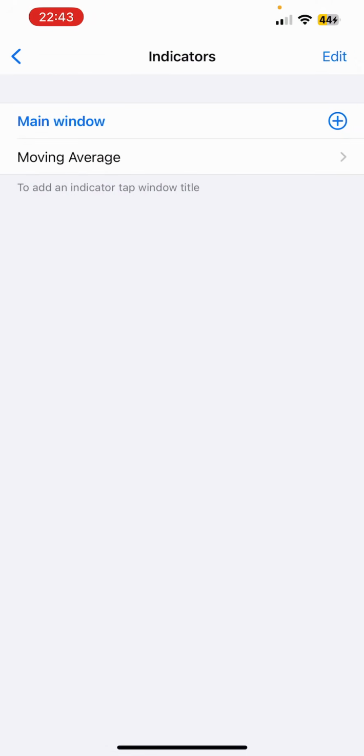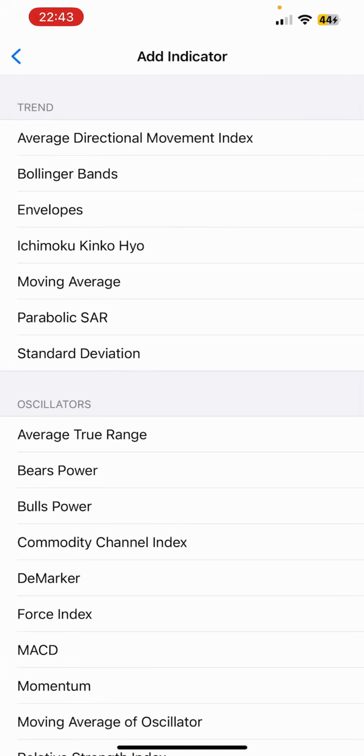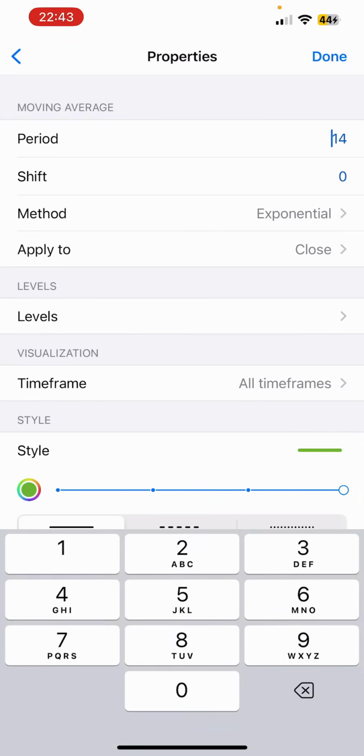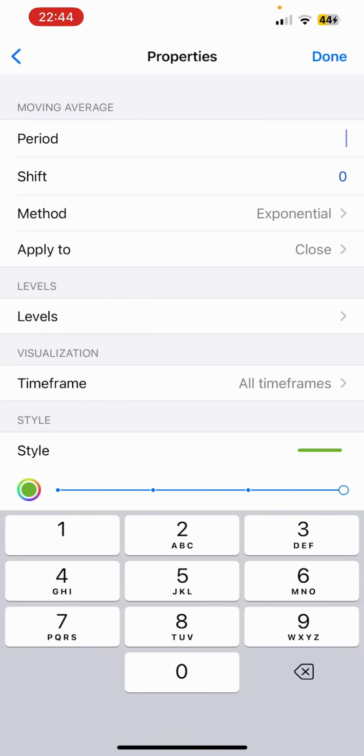You tap the screen, come to indicator again, you go to main window. All right, you come to moving average. Then now we are going to change this period from 14. We are going to put 50. The shift is going to be 0. The method is going to be exponential, apply to is going to be close.